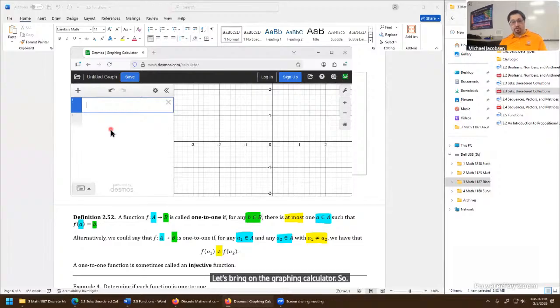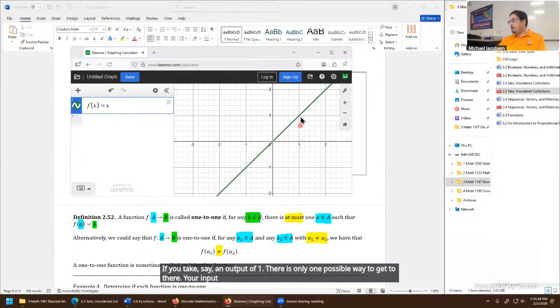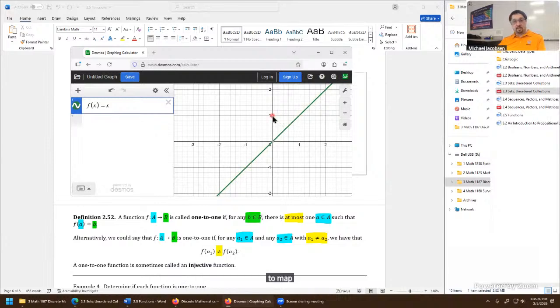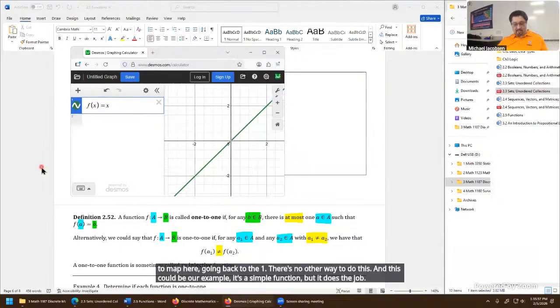So first, for a nice one-to-one function, it'd be anything along these lines. f of x equals, how about x? I mean, that does it. This is one-to-one. If you take, say, an output of 1, there is only one possible way to get there. Your input was 1. So you map here, going back to the 1. There's no other way to do this. And this could be our example. It's a simple function, but it does the job. This is one-to-one.